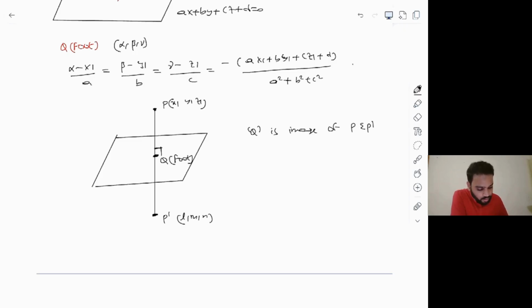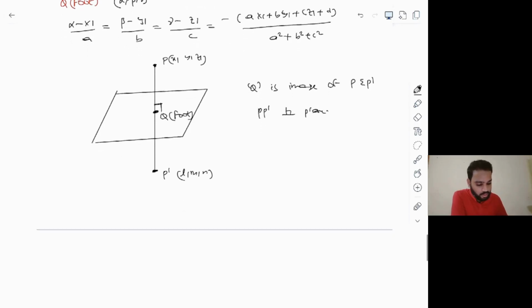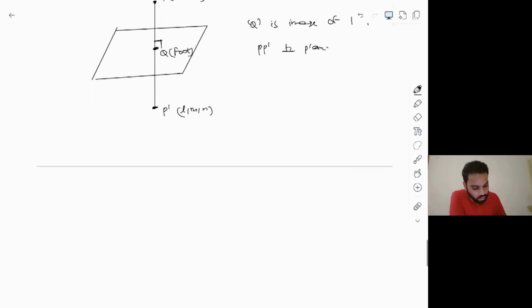And moreover, what is the main conclusion from the diagram here? The line PP dash is perpendicular to the plane. Okay, so we have to make sure the line joining the original point and image point is perpendicular to the plane, and also that the foot is the midpoint of the two points P and P dash. So this is the concept of image or reflection. And once again, the formula will be almost similar to the formula from straight lines.